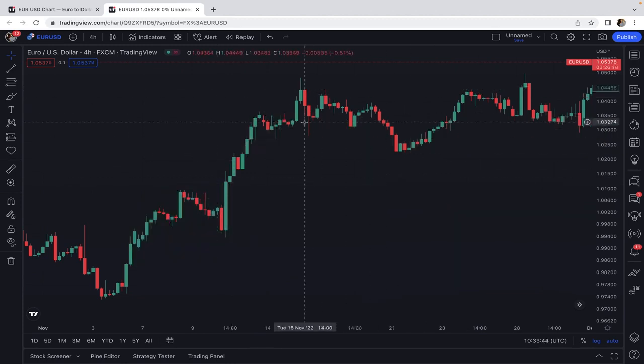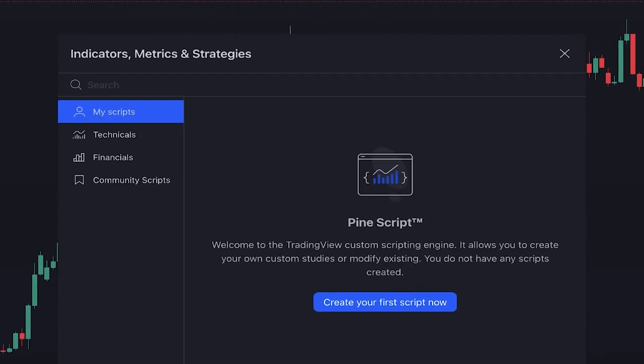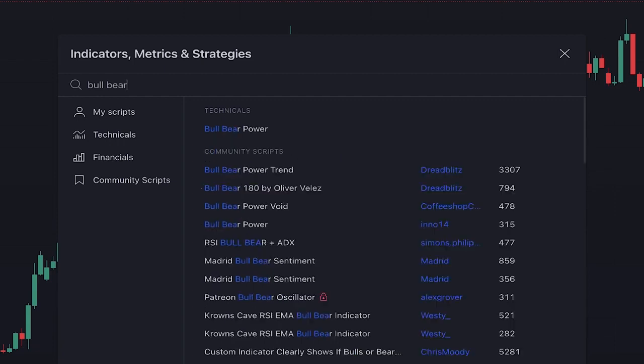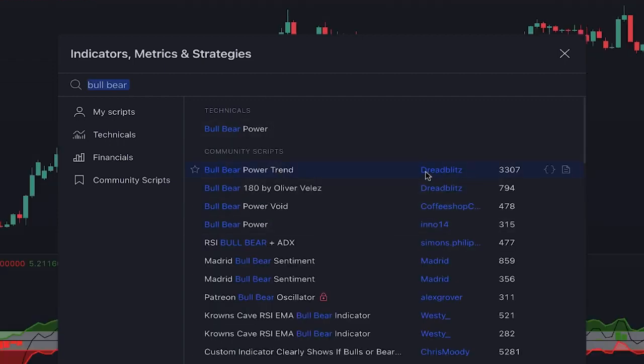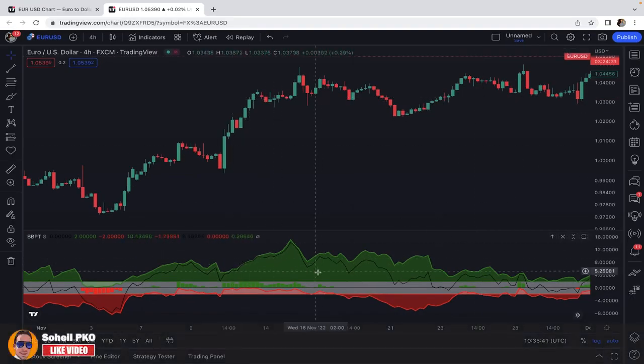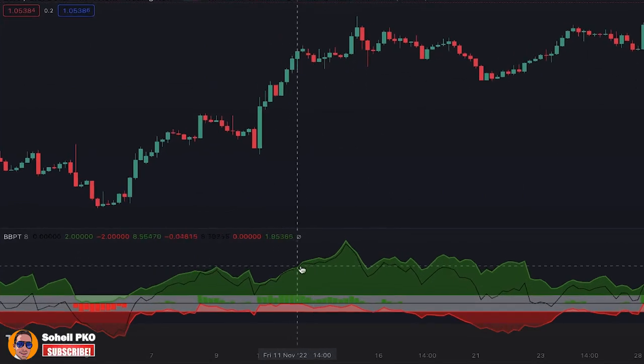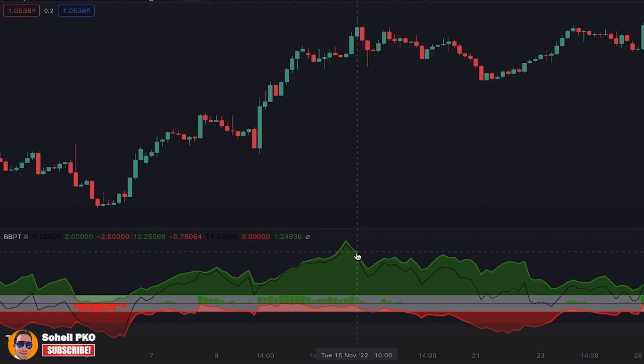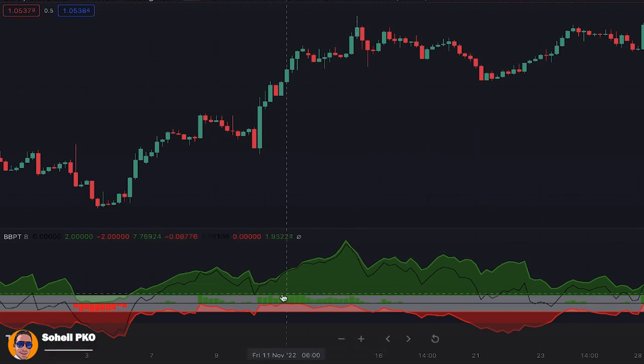On the TradingView platform, here we click on indicators and we search "bull bear power trend". This one, which is written by someone named Red Blitz. Alright, this indicator has different components and each has its meaning and indication on the strength of buying or selling pressure. Here we have a green line that is called the bull line and it always goes above zero.